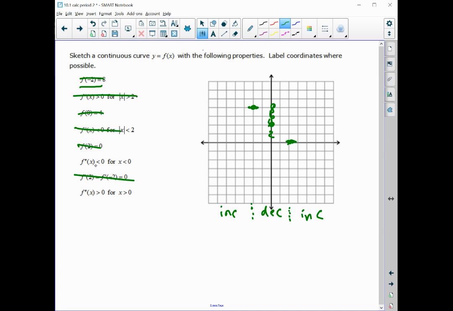Now this, f double prime being negative, tells me I'm concave down. So for anything left of 0, I'm concave down. And then anything greater than 0, I'm concave up.